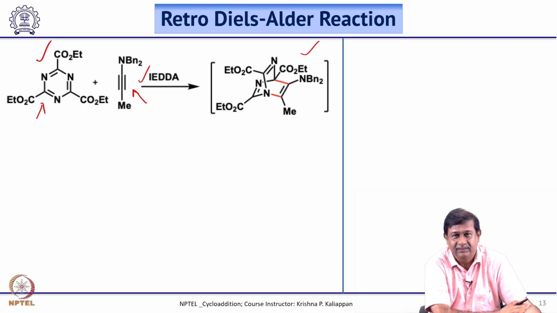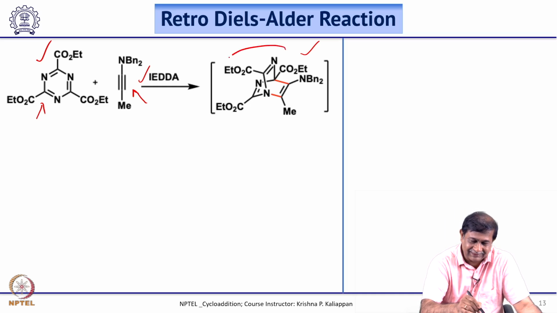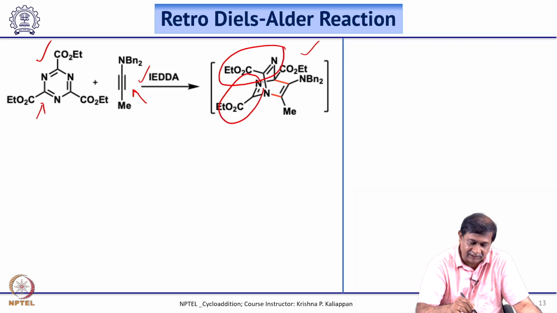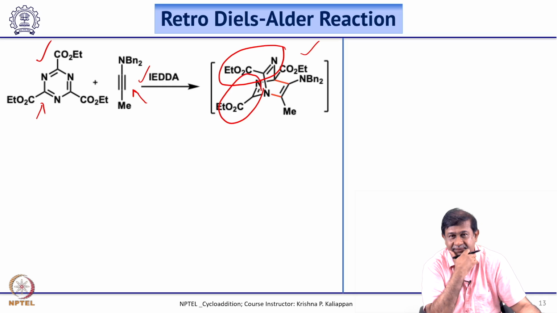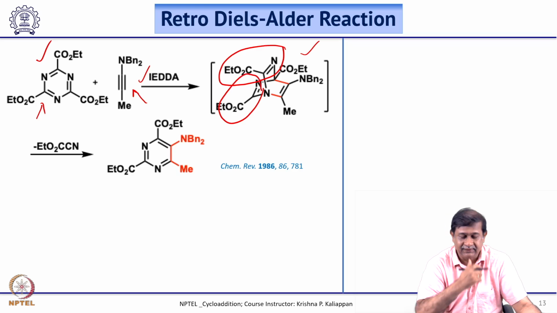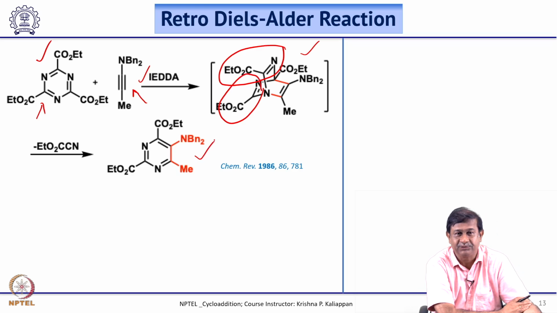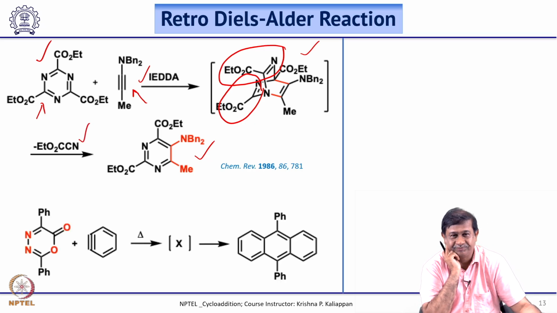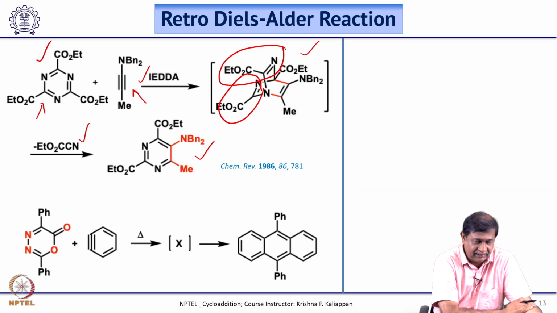So, now it does not matter whether this undergoes retro Diels-Alder reaction or this undergoes retro Diels-Alder reaction, it is the same. So, what you lose is cyanoethyl formate, okay, and again you get a substituted compound which is also aromatic in nature. Okay. The driving force is the formation of an aromatic compound, also the loss of another more stable molecule. Okay. So, now here is an example.